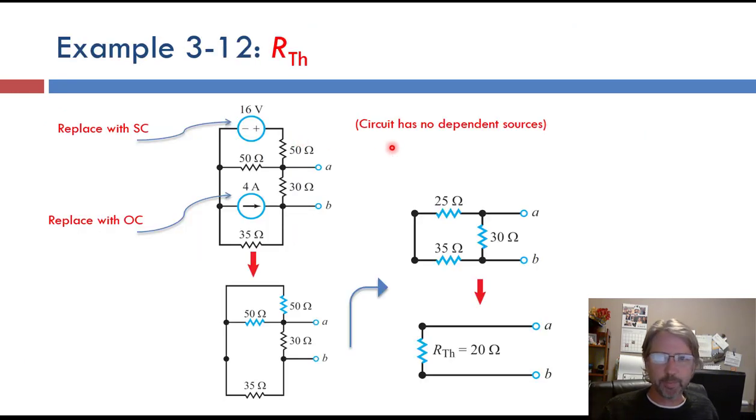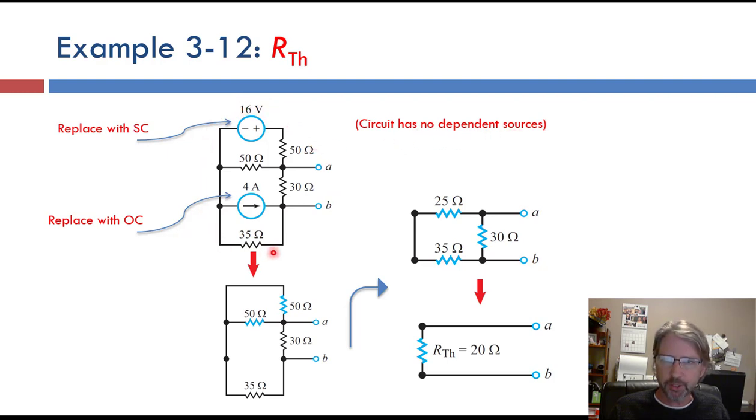Okay, so let's do an example. And this is an example of finding the Thevenin resistance of this circuit shown here. So we've got an original complicated circuit. It's got 2 wires coming out, A and B. And we want to find the equivalent resistance. So none of these are dependent, so we can use this method.